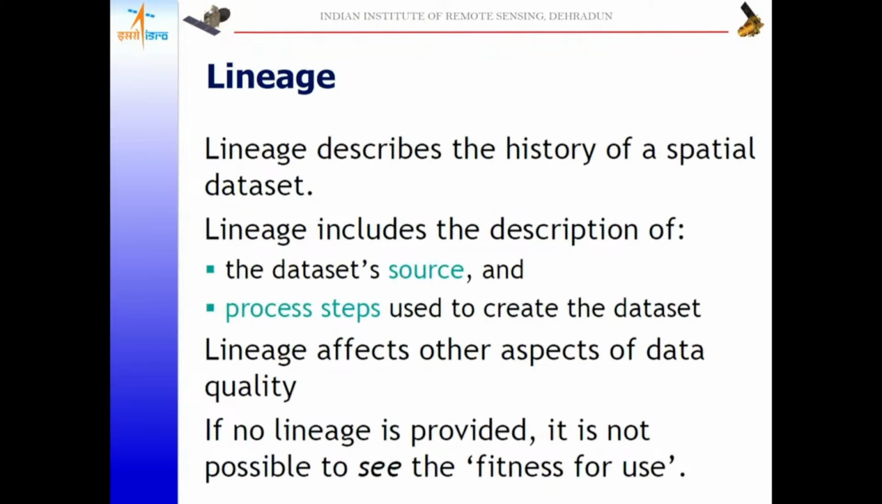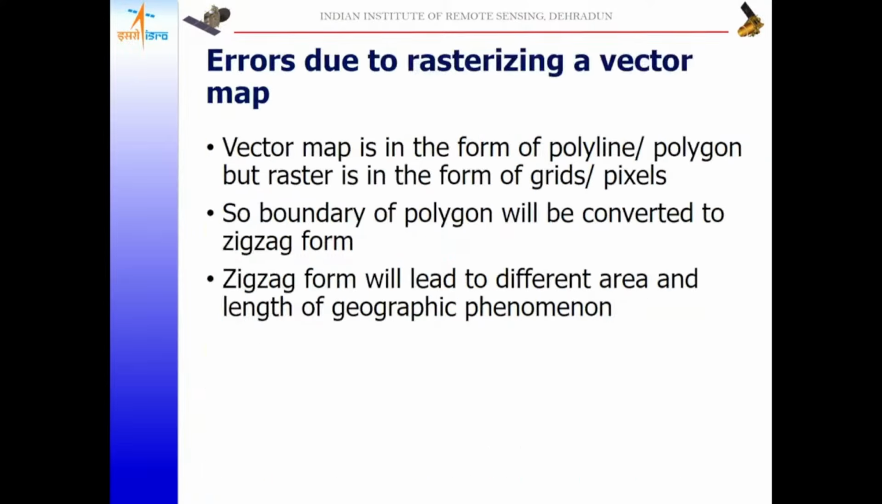Lineage is basically the history of the data. Those who provide the data should tell how the data was formed and what procedure was adopted for that particular data. So it is the history of the data set, the data sources and process steps. Lineage affects other aspects of the data. If lineage is not given, then it is not possible to see whether it is fit for our application or not. So we need to consider this point also. That's just an example to show you how errors occur.